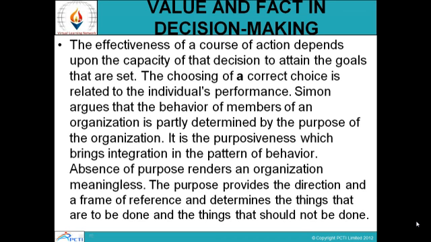So it is purposiveness, which is intricately woven into the pattern of behavior. Absence of a purpose renders an organization meaningless. So the purpose provides the direction and a frame of reference, and determines the things that are to be done and the things that are not to be done. These are the initial factors.